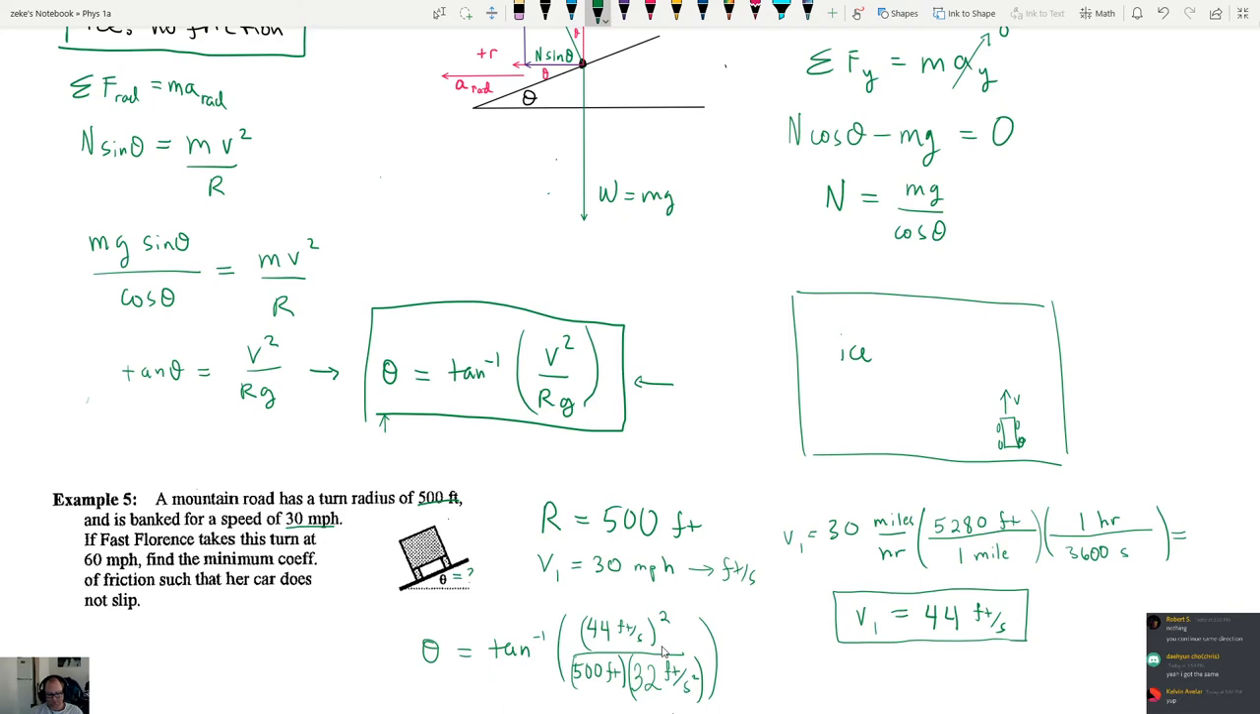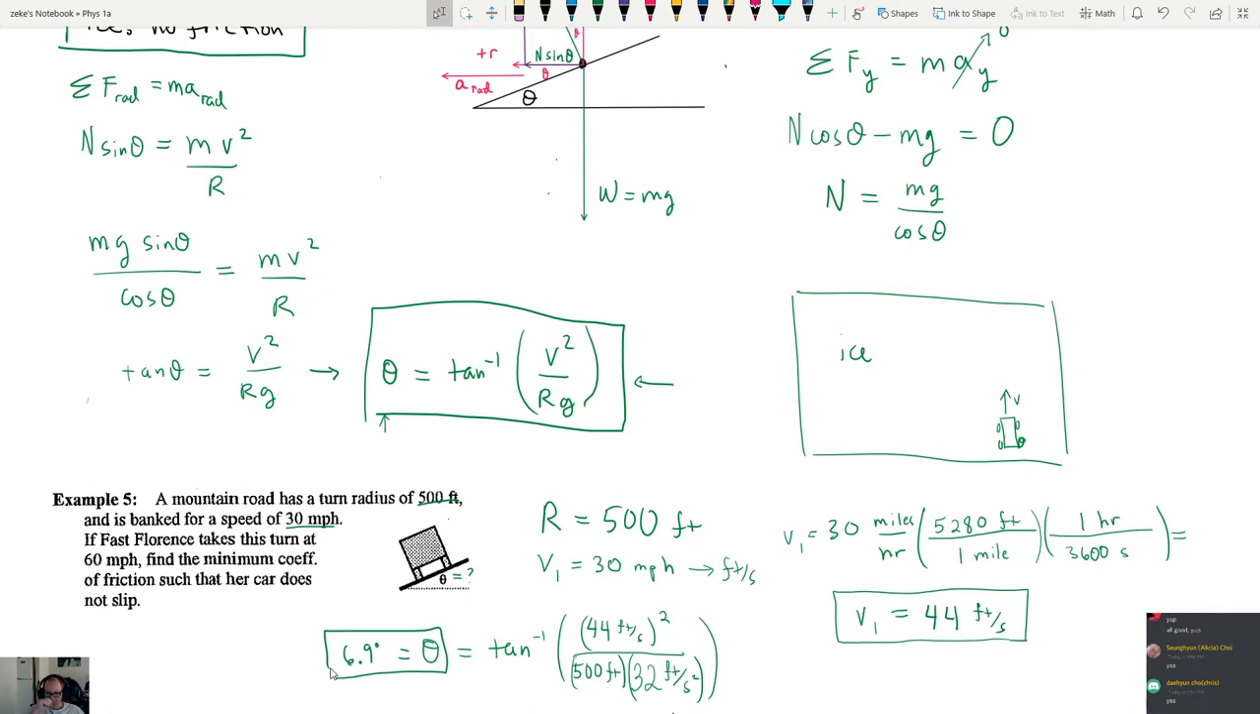Does anyone have any questions about what's going on here? Okay, so we got our angle now. Any questions, or is everybody all set? Does everyone agree? Do you get the same answers? 44 feet per second and 6.9 degrees? Okay.